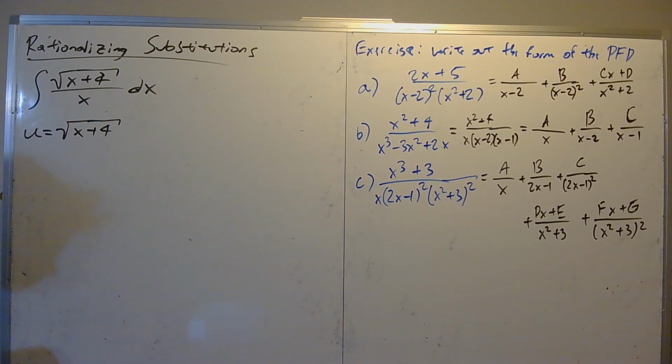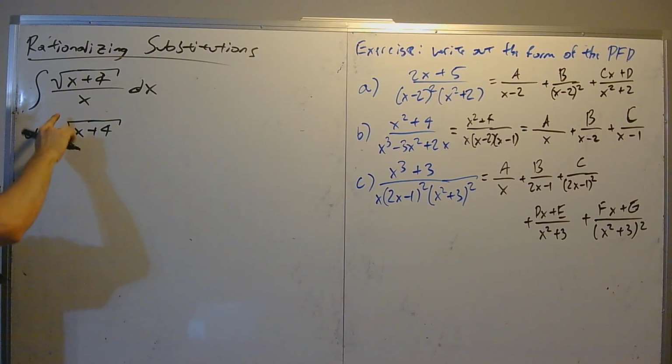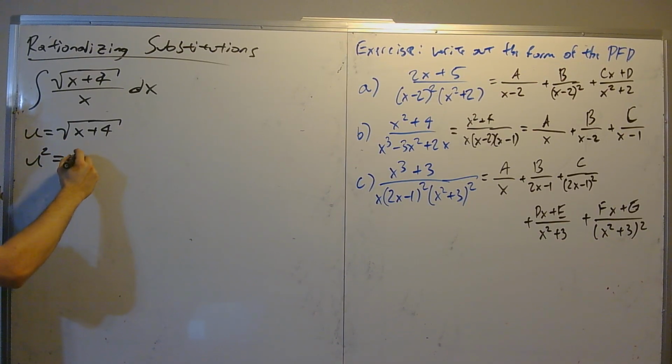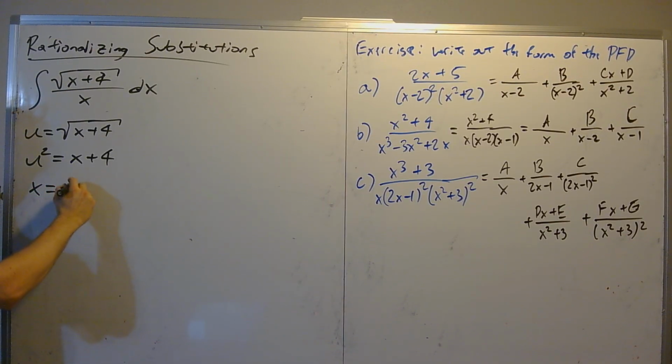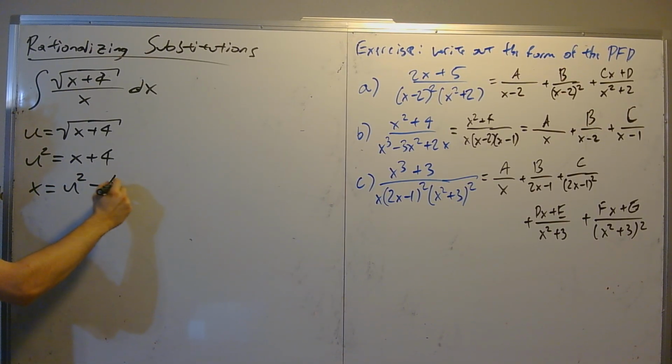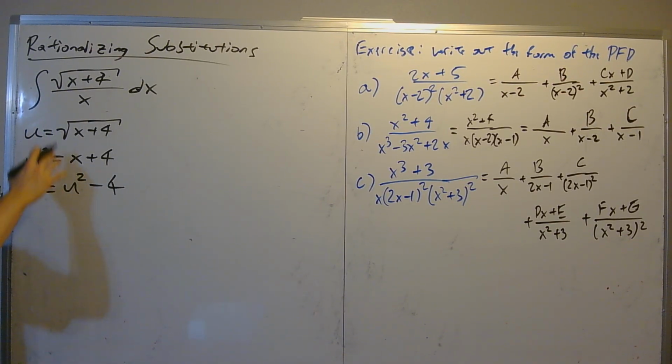So this is equal to our u. But we don't know what to do with this x. So in order to figure that out, let's square both sides. So u squared is x plus 4. And let's solve for x. So x is u squared minus 4. So we actually know how to replace the numerator, and we know how to replace the denominator, but we don't know how to yet replace the dx.